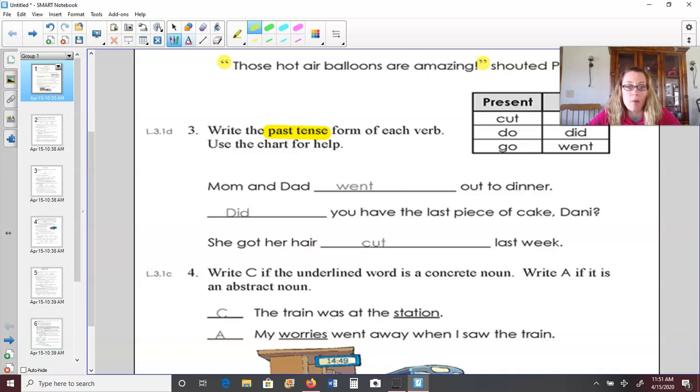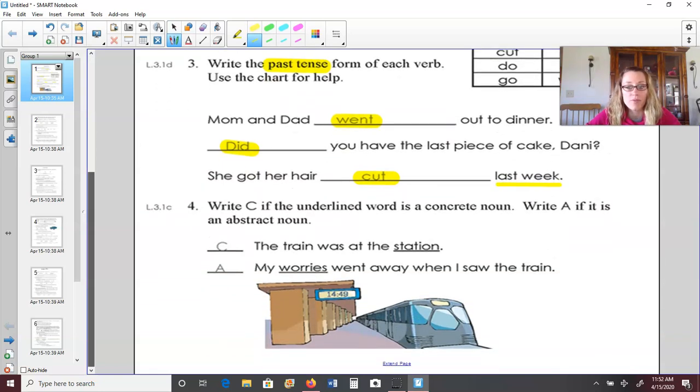So mom and dad blank out to dinner. We would use the verb go, but change it to its past tense form and say mom and dad went out to dinner. Blank, you have the last piece of cake, Danny? Instead of do you have the last piece, we would change that verb to did. Did you have the last piece of cake? And she got her hair cut last week. Notice how cut actually does not change. Cut can be present tense and it can also be past tense. How we know this is past tense is because of the clues at the end of the sentence saying last week.